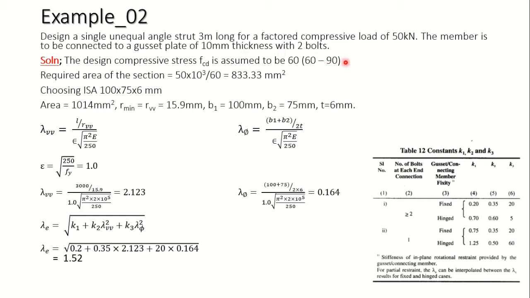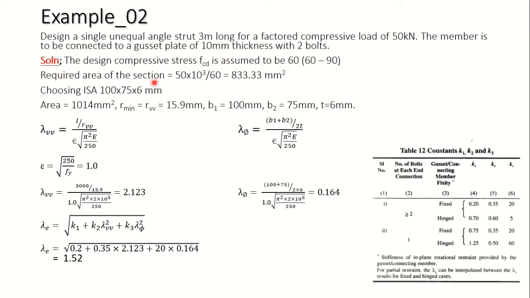Once we adopt an fcd value, we'll come to know what area has to be provided for that member. So here the load given is 50 kilonewton, and for the required area, what I have done is I have assumed an fcd of 60 Newton per mm square.